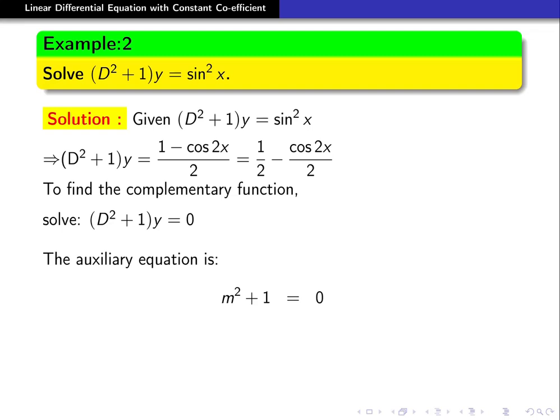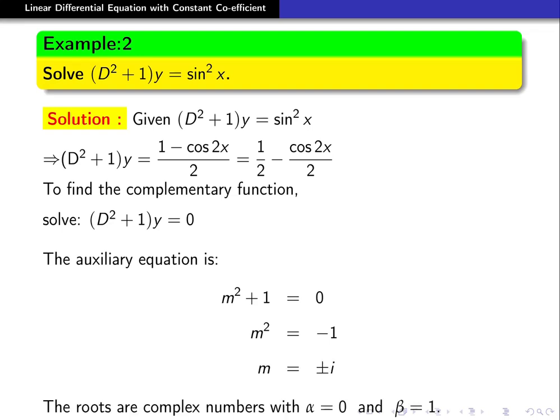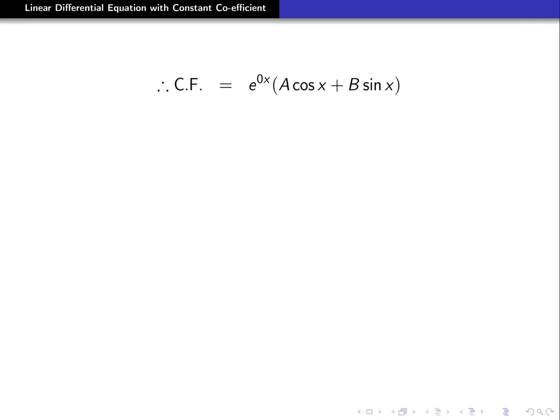So from this, the auxiliary equation, D in terms of m. Therefore m square plus 1 is equal to 0. So m square is equal to minus 1. So m is equal to plus or minus i. Here alpha is 0 and beta is 1. So complementary function is e power 0x into a cos x plus b sin x. e power 0x is 1. Therefore CF is equal to a cos x plus b sin x.